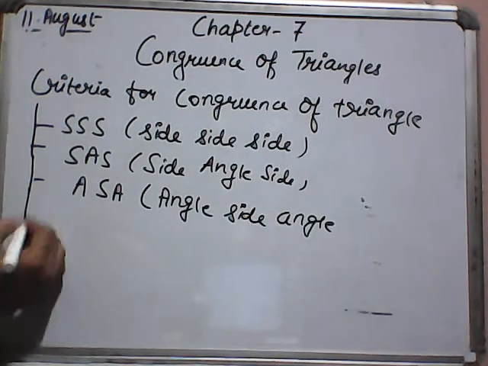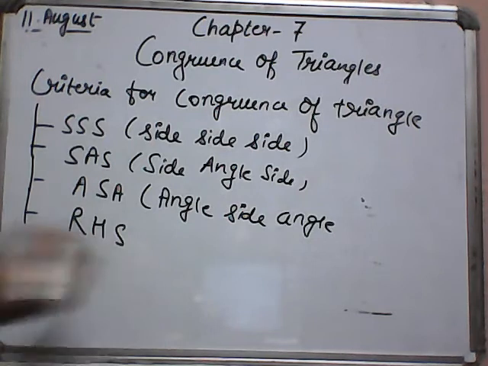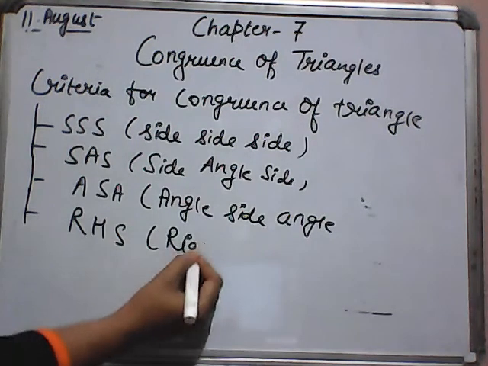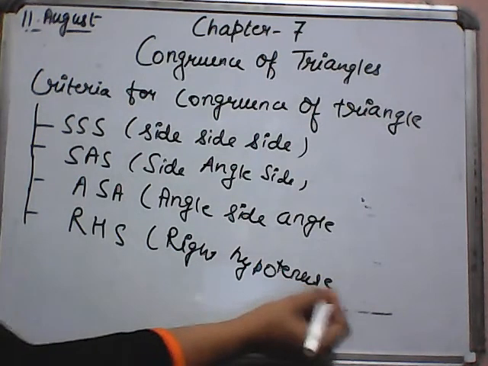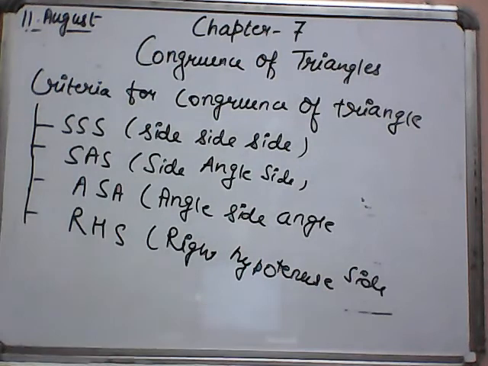Next is RHS. It means right angle triangle, right angle hypotenuse side congruence criteria. Let's discuss the first one, the side criteria.